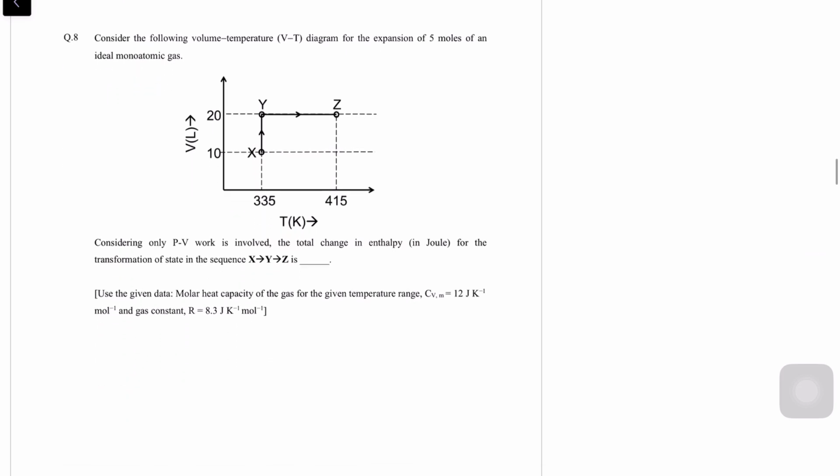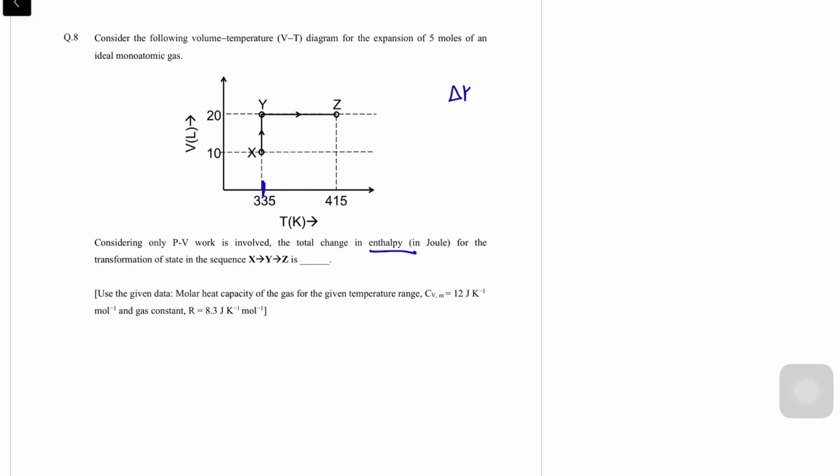An easy question, I would say, from thermodynamics. Consider the following volume temperature diagram for the expansion of 5 moles of an ideal monatomic gas. The question is, what is the total enthalpy in joule for the transformation of state from X to Y to Z? A very easy question, guys. From X to Y, it's an isothermal process. The temperature is constant, 335 Kelvin.